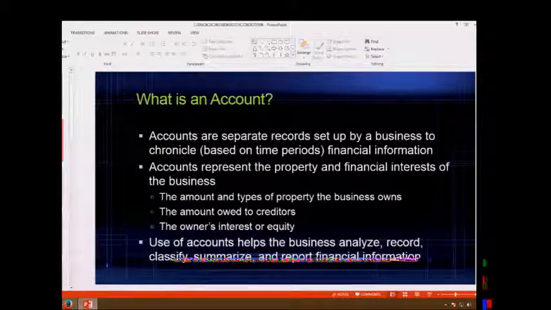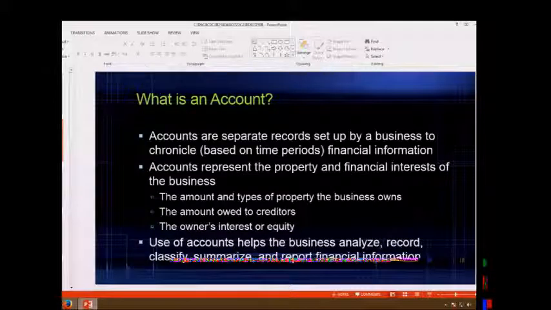Use of accounts helps the business analyze, record, classify, summarize, and report financial information. If you remember back the very first day we started talking about this, I went through that list and we talked about what every one of those terms means, right? You guys remember that? We talked about what it means to analyze, record, classify, summarize, because each one of those activities is very important. You need to know what they are and how to do those, right? That's why we're going through the accounting cycle, so you'll understand how to do those things.